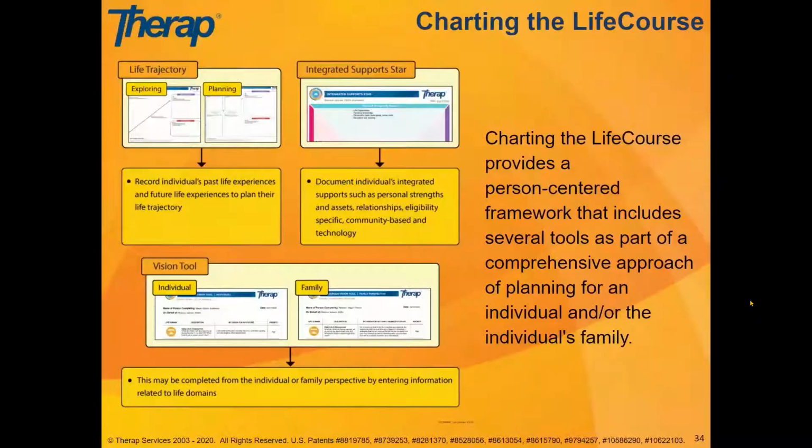Charting the LifeCourse provides a person-centered framework that includes several tools as part of a comprehensive approach of planning for an individual and/or the individual's family. So there's a life trajectory, integrated support star, and vision tool that are available to use as part of this module.